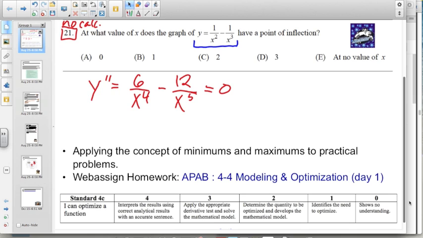Consensus here? Just checking to see if we are in agreement. Have we reached an agreement here at this table?